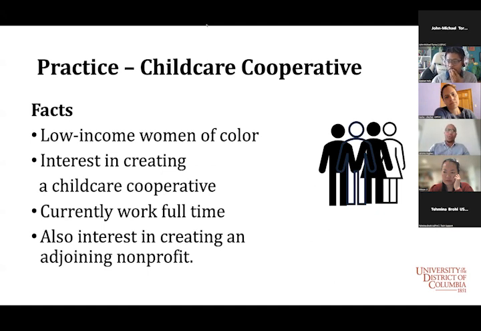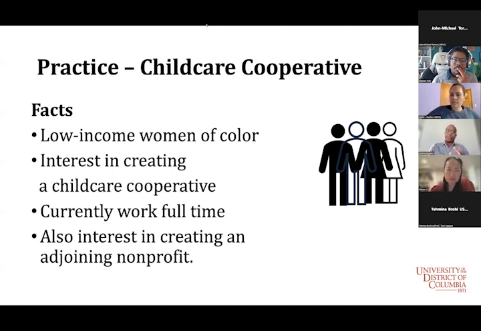All of them were working full time. And so one of the things that they came up with, they're like, hey, we want to create an adjoining nonprofit as we're creating this cooperative, because they realized they needed to get grants and supports in order to support this venture. And that's something I see often with a number of small businesses that come into our clinic. They want to not only create the business, but also create this sort of adjoining nonprofit that might provide support.